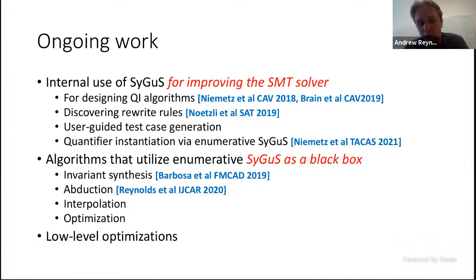We are also working on many algorithms that utilize enumerative SyGuS as a black box, doing things like invariant synthesis, abduction, interpolation, optimization. SMT solvers are gaining more and more features, and SyGuS has been a powerful tool internally for us. And in addition to all the high-level stuff, there's still work to be done at the low level, optimizing the solver.